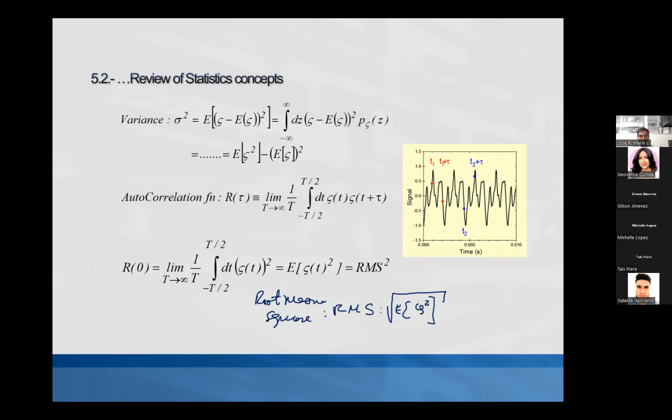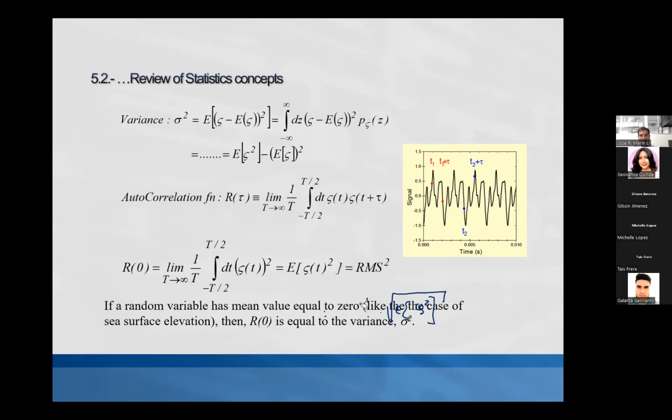And if we raise it to the second power, we cancel this, and this is what we get. So the autocorrelation for tau equal to 0 is equal to the mean squared, and it's equal to the RMS squared. And finally, let me erase this.